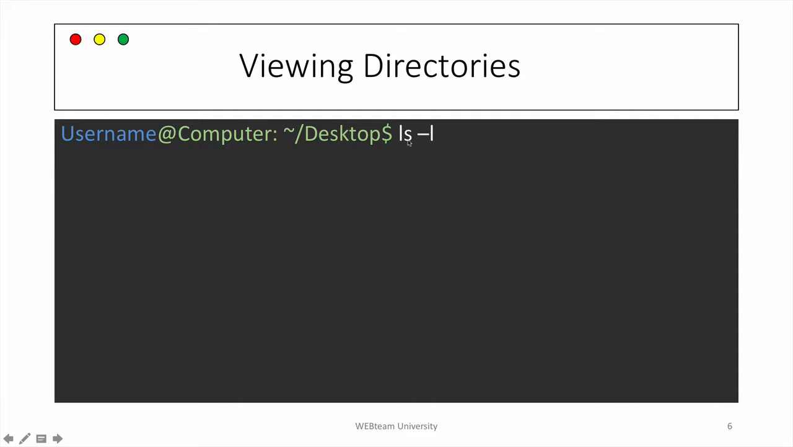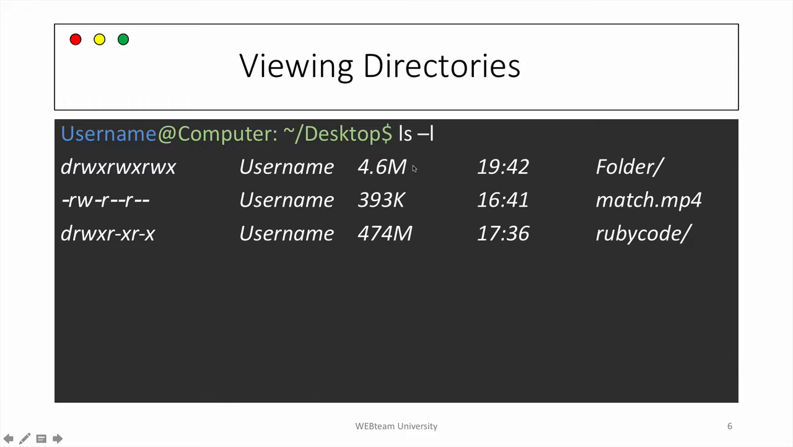ls takes several different options. The -l option, ls space -l, is going to give you the long list. So it's going to show me everything that's there. I've shortened it for the purpose of this display. I've shortened it to 3 items, but you can see the information that it provides is more than just the item name. It's going to provide the permissions, the owner of the file or folder, the size, the time it was last modified, and then the name.